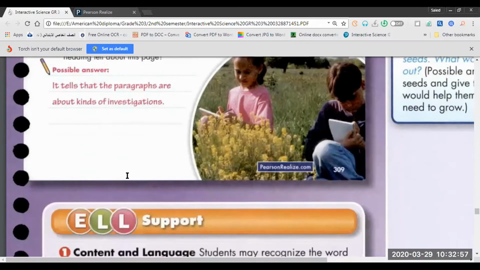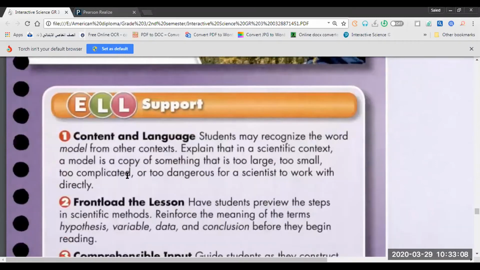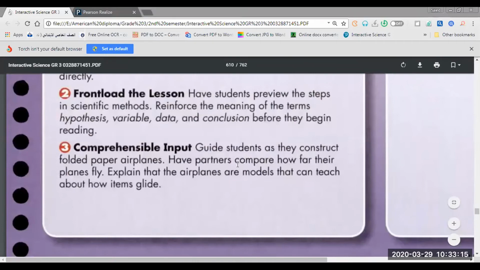I think that is enough today. I hope you understand this lesson and these two pages. I think this is a very easy part. Please study the next video.